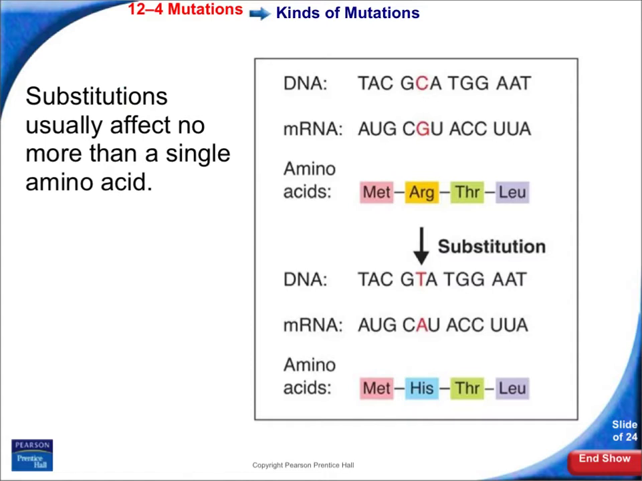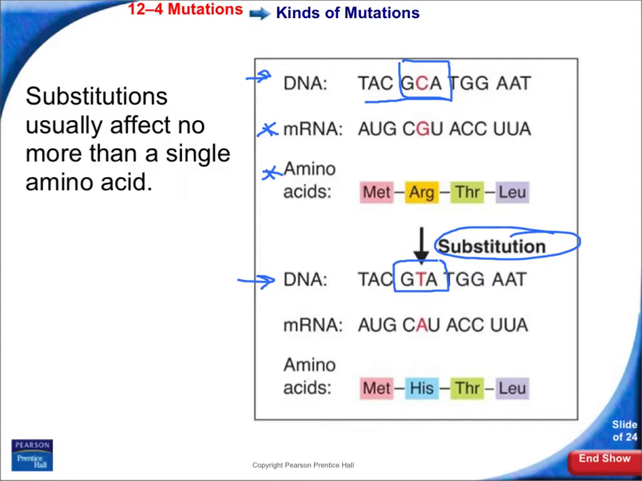And so you can see up here, here's our original DNA sequence, and we have TAC, GCA, TGG, AAT. Then we transcribe that into messenger RNA, and this would be our sequence. And then we translate that into our amino acid sequence. But if we have a substitution, that means we're going to change a letter out. So remember up here we had GCA. Instead of GCA, we're going to change that C to a T, and we do that to the DNA.